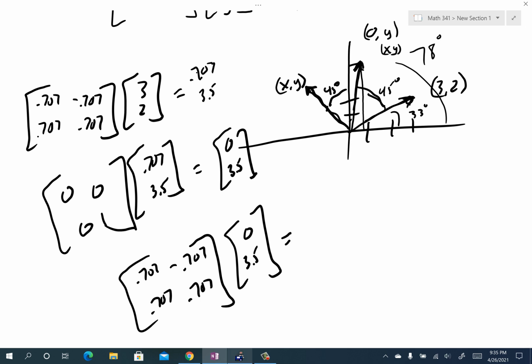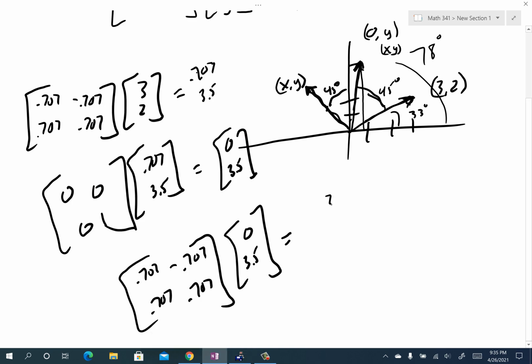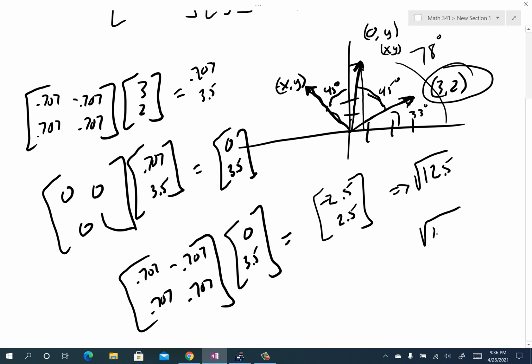And you will get negative 2.5, comma, positive 2.5. Oh, I forgot. Yeah, they actually negative, but they're the same value. Now, what's the magnitude of this? Well, the magnitude of this guy is the square root of 12.5. What's the magnitude of this guy? The magnitude of that guy would be the square root of 13.